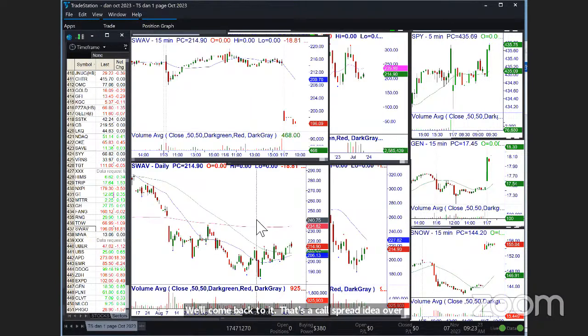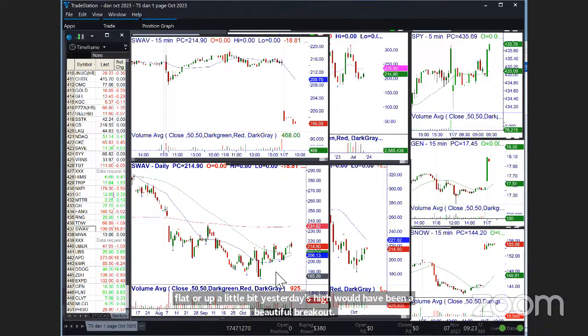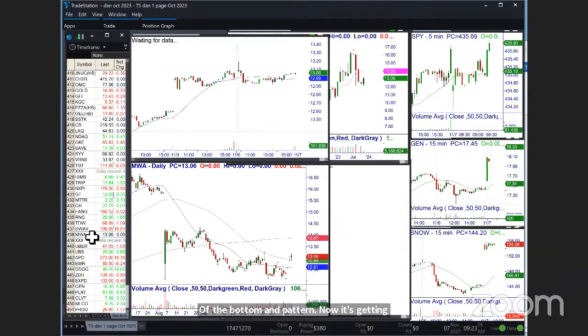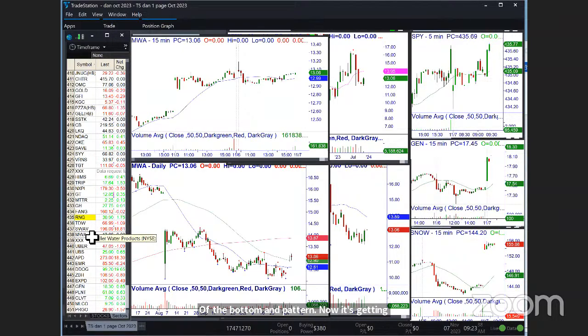S wave. This I said, if it opened flat or up a little bit, yesterday's high would have been a beautiful breakout of a bottoming pattern. Now it's getting whacked, so now it looks like a call spread candidate. Another bottoming pattern, but at resistance.